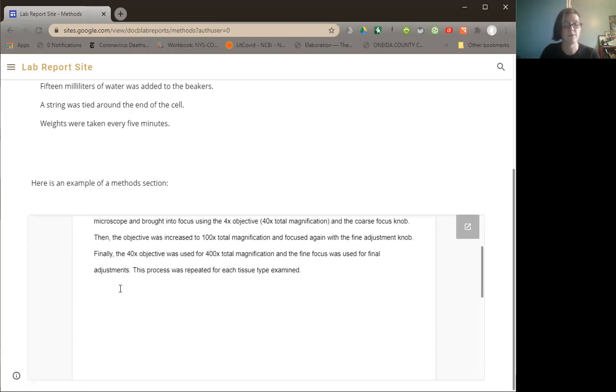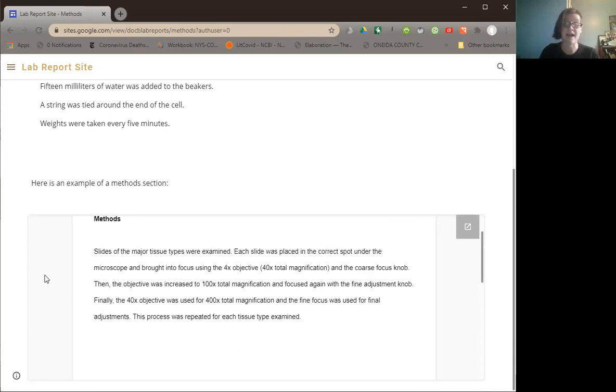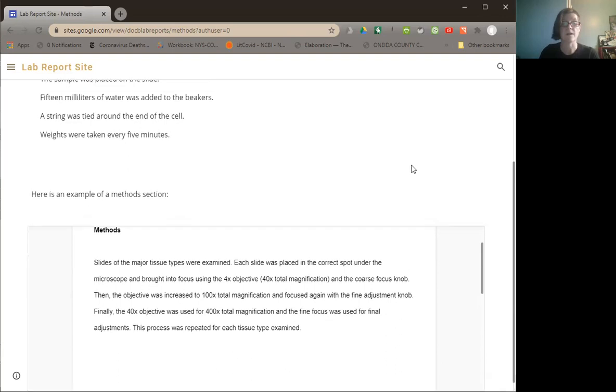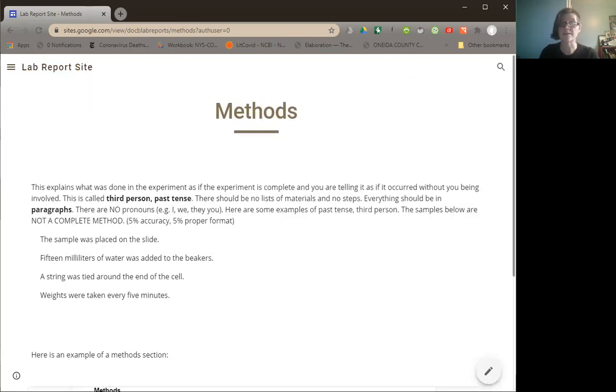Again, here's an example of a method section. It says slides of major tissue types were examined. Each slide was placed in the correct spot, brought into focus in a particular way, and then tells exactly which objective knobs were used and that the process was repeated. This will probably be your shortest section. It is usually only a paragraph or two, depending on the complexity of the experiment. All right, you are now ready to write a method section for your scientific report.